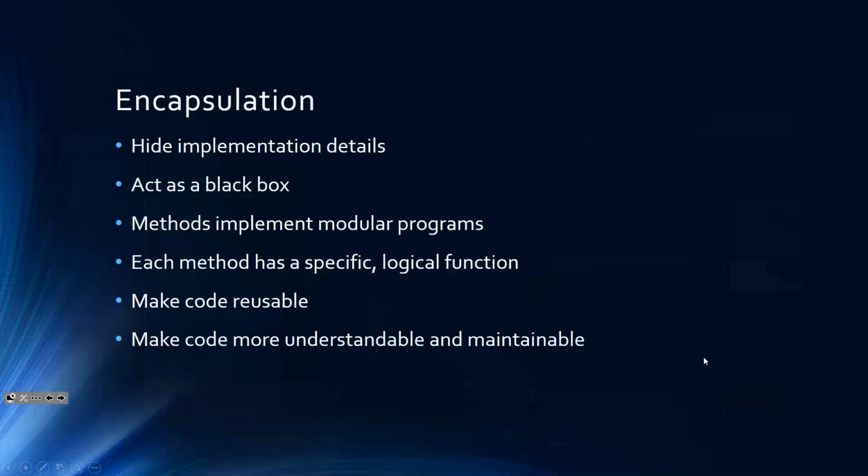So encapsulation with methods helps us hide the implementation details. Nobody has to worry about what is happening inside that method, so it acts as a black box. Our methods help us implement modular programs, and each method should have a specific logical function. They help make code reusable, and they make code more understandable and maintainable.